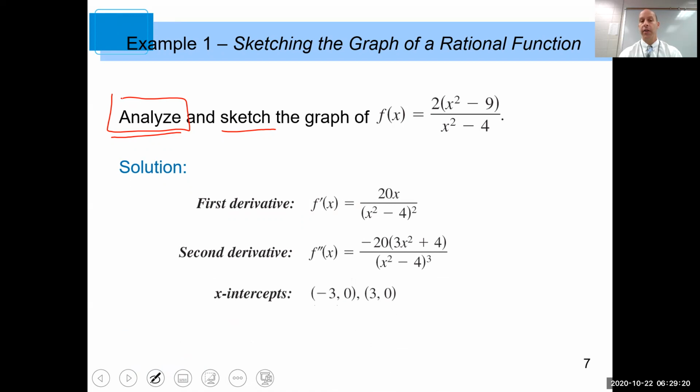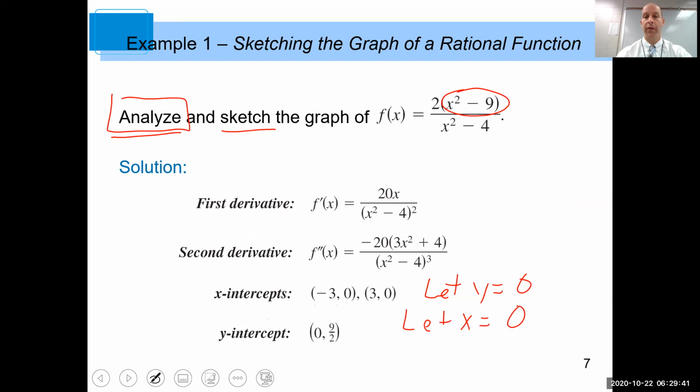Now the x-intercepts, remember, to calculate x-intercepts, you let y equal 0 and then you solve. And hopefully you realize the only time that's going to be 0 is when x is plus or minus 3. To find the y-intercepts, you're going to let x equal 0.